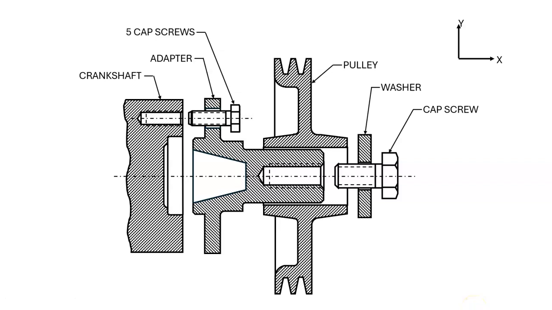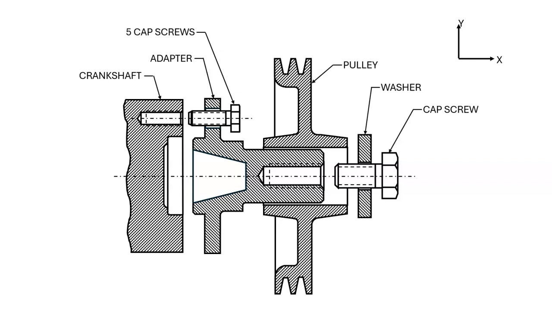Today we are going to talk about choosing datum features in component parts based on their function in the assembly, as shown in figures 7-43, 7-44, and 7-45 of the ASME Y14.5 2018 standard. Specifically, we will focus on the datum features for the pulley and the adapter.